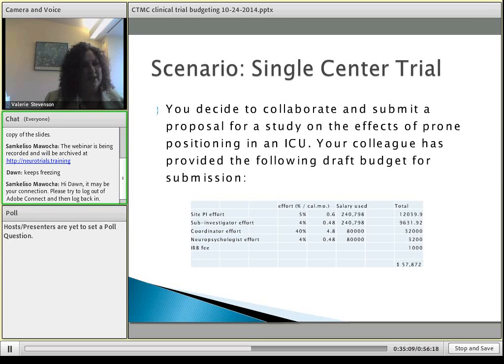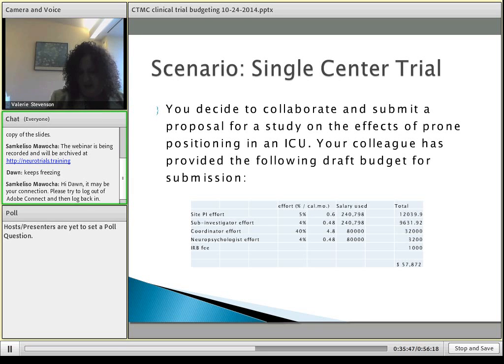So just to get in the weeds a little bit, as a scenario here, if you were in a single center trial, something that may come to mind. The example here is you decide to collaborate and submit a proposal for a study on the effects of prone positioning in the ICU. Your colleague that you're working for has done research before. So he puts together a budget and shares it with you and hands you these numbers, and your grant's going in, so you're excited to get going and meet with somebody to put these into a budget for your proposal.